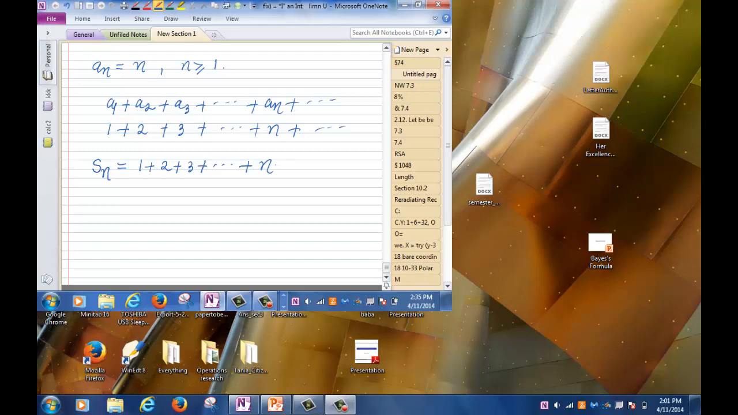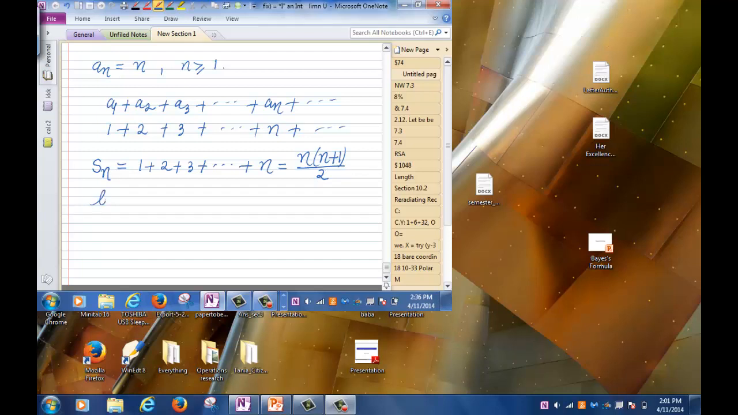Do you remember a formula for this sum from Calc 1? Has anyone taken Calc 1 from me here? Well, you better have, because I talked about this formula. This would be equal to n times n plus 1 divided by 2. So if you add 1 up to n, the positive integers up to n, you get n times n plus 1 over 2. Everybody is okay with that? So this is the nth partial sum.